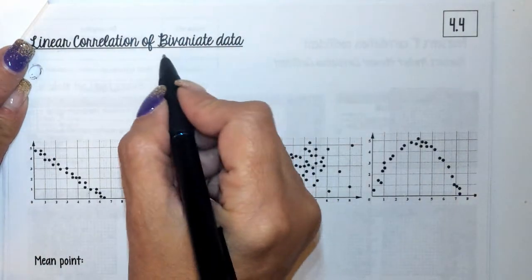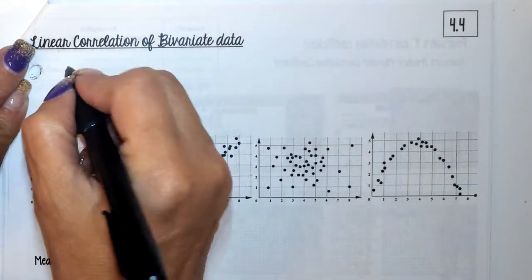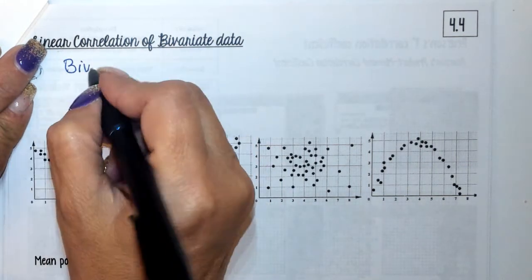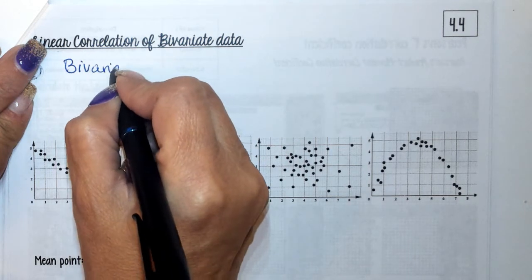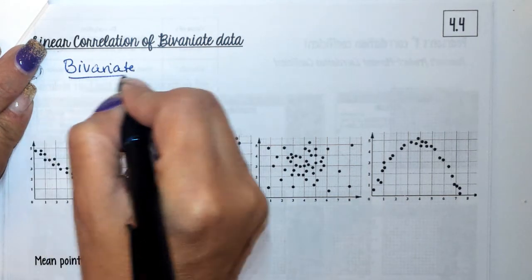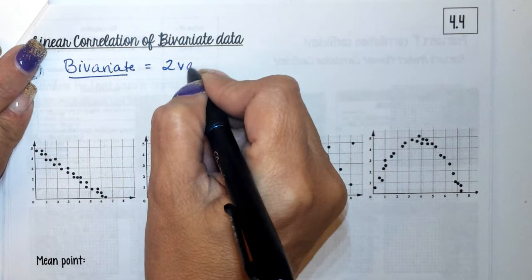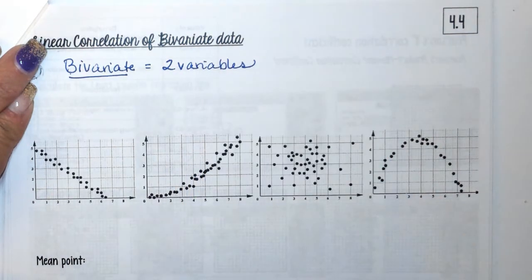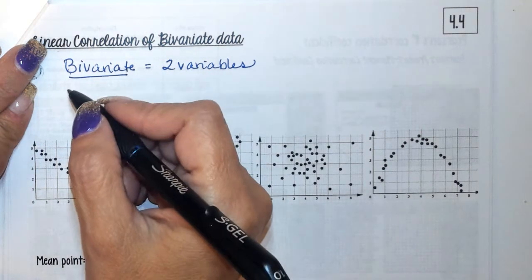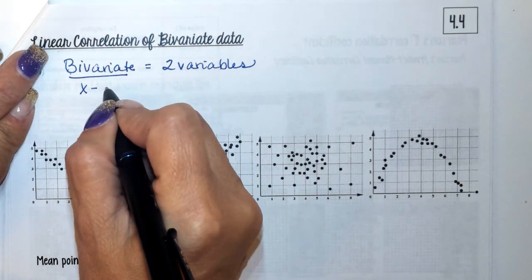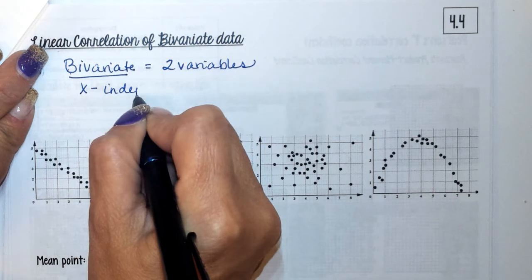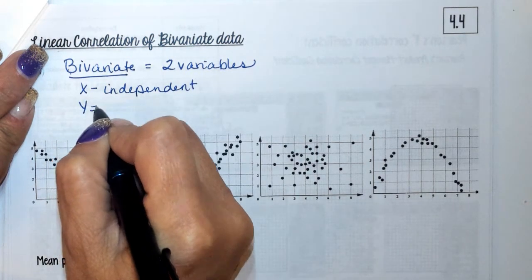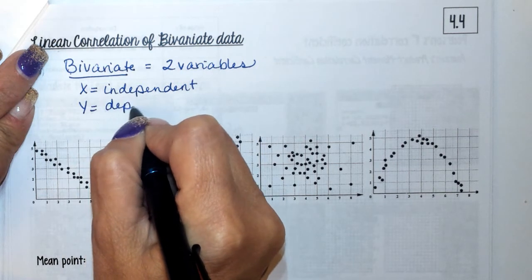Linear correlations or bivariate data. That just means it's two variables. Bivariate equals two variables. Bi means two. All right. You're going to have an X, which is going to be your independent. You should know these as well. Y is going to be your dependent.